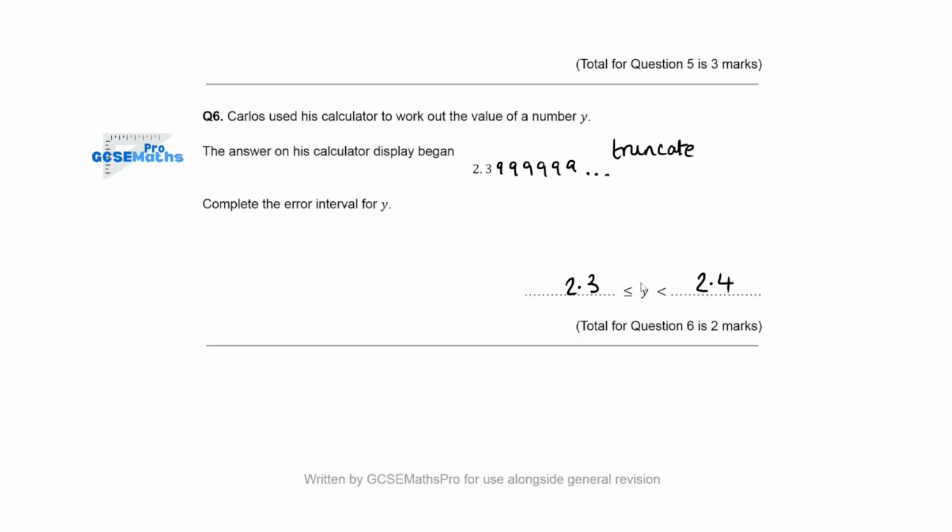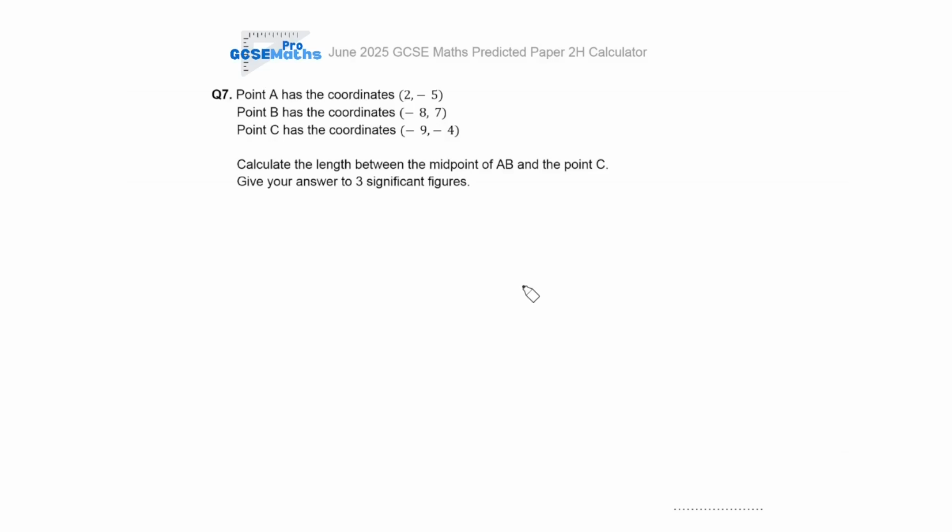Right? So that's why the inequality symbols are important. It could be equal to 2.3 or greater, but it can't be equal to 2.4, just anything slightly less. So that includes the 2.3999999 to infinity scenario. And for this one you get 2 marks, a mark for each number obviously, and the fact that they are in the correct position.